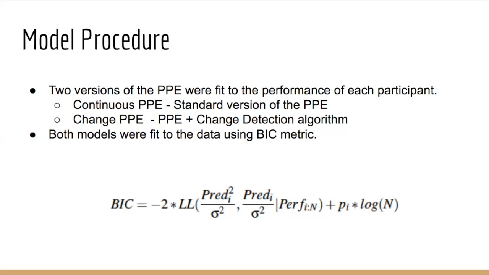BIC was chosen as a measure of fit due to the fact that BIC takes into account the likelihood of the model fit, the number of free parameters, and the number of data points to balance both the model's ability to fit the participant's performance against the model's complexity as measured by the number of free parameters.